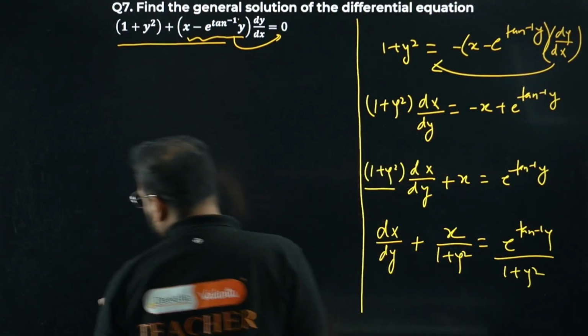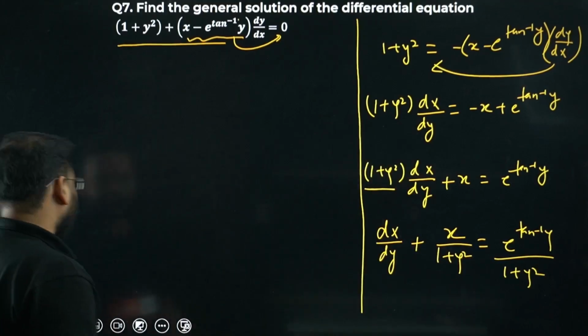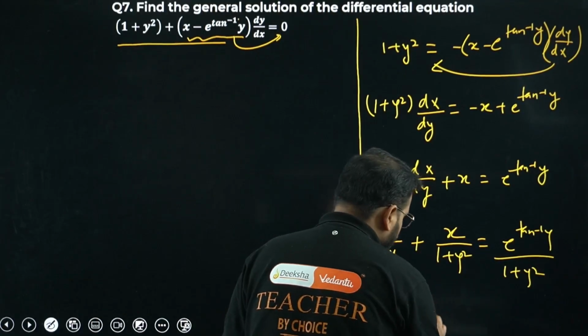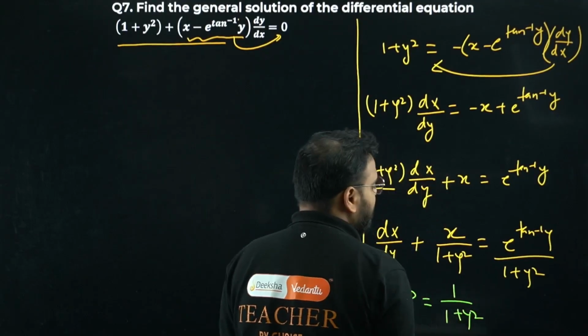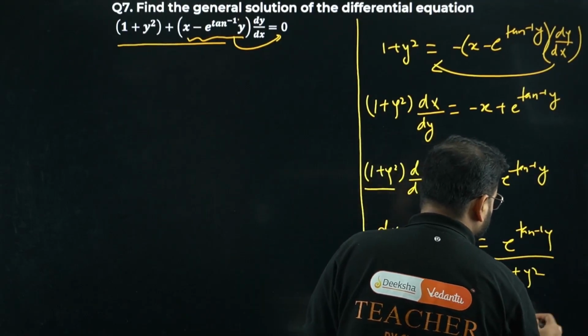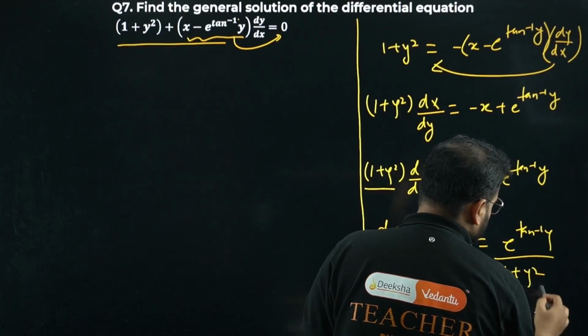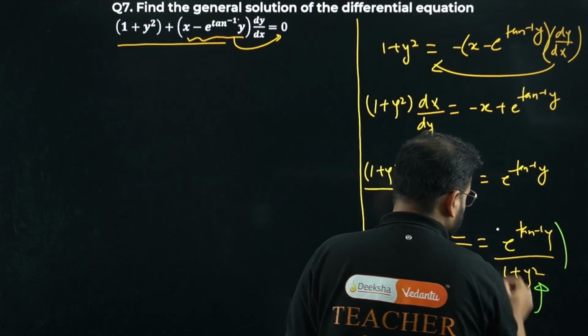Now you can tell me very quickly what is the value of p and q. So sir, my p value is 1 upon 1 plus y square, and q value is this whole thing, okay? This whole thing is the q value. Correct now?